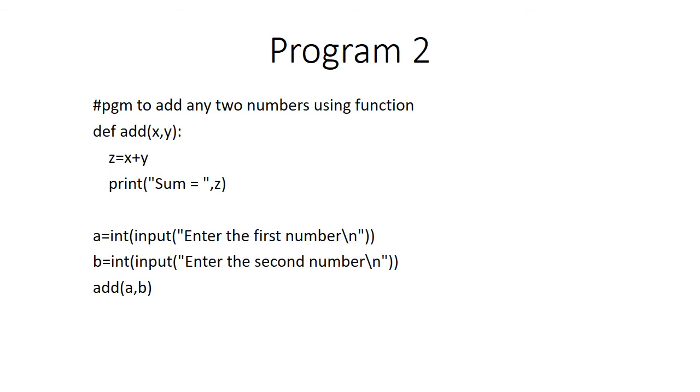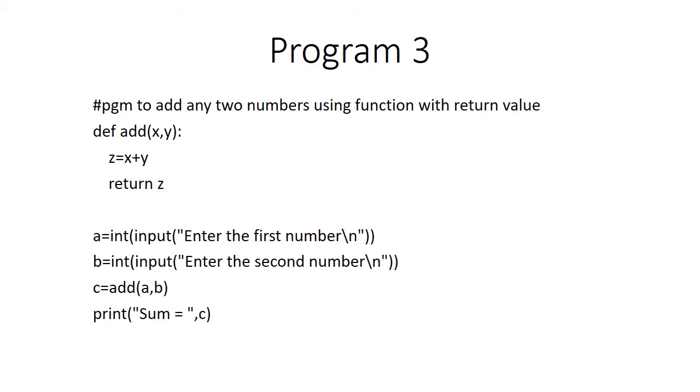Program number 2, a program to add any two numbers using a function. Here in the main program you can see two numbers are entered: a is equal to int(input("Enter the first number")), and b is equal to int(input("Enter the second number")). So using a and b we entered two numbers. Then we call the function add(a, b). When the function call is executed, the control is transferred to the function definition add. In that, a new variable is declared, z is equal to x plus y, and the value is printed.